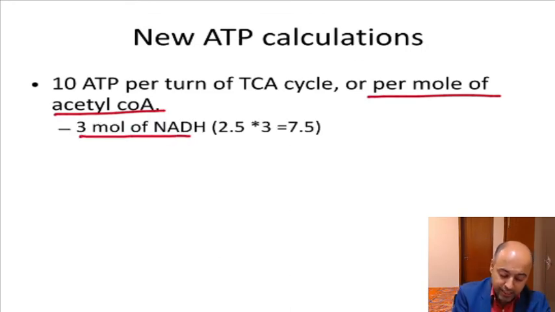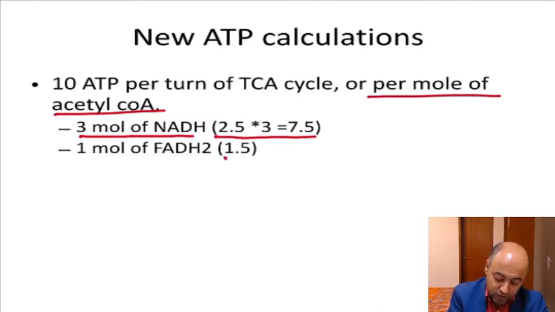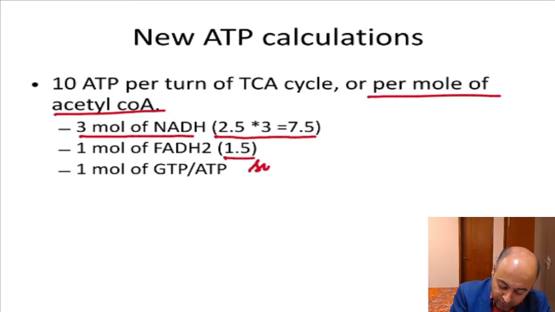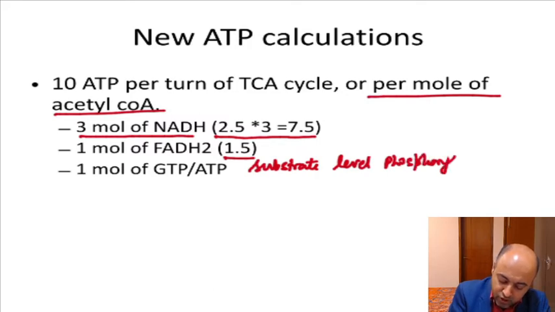There are 3 NADH. Each NADH will give 2.5 ATP, giving you a total of 7.5. There is one FADH2 which will give rise to 1.5 ATP, and one substrate level phosphorylation. When the ATP is directly generated during the reaction, we call it substrate level phosphorylation.